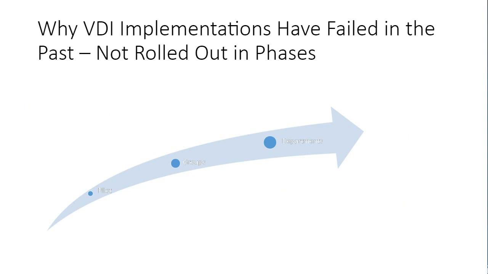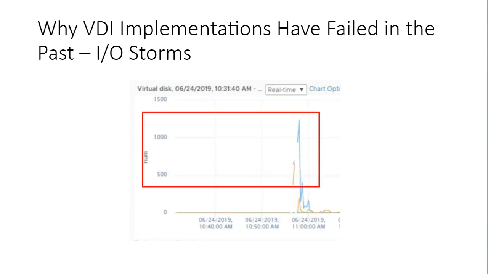Got just a few more minutes here, and I want to talk about why things have failed. VDI implementations have failed. The biggest one I see out there is people try and do a big bang deployment. We're going to 10,000 users. We're going to turn it on one day. That never works out like people think it will. Start out small. Start out with a small bunch of users, and then go to the department level. And then after you gain that knowledge, you see how things actually work in the real world. Then you can go to the whole company.